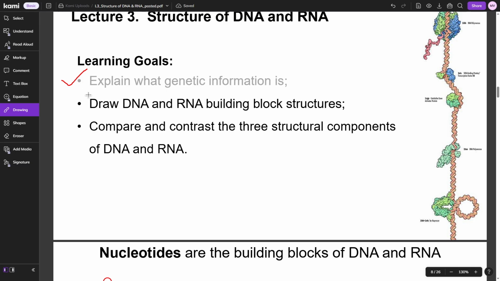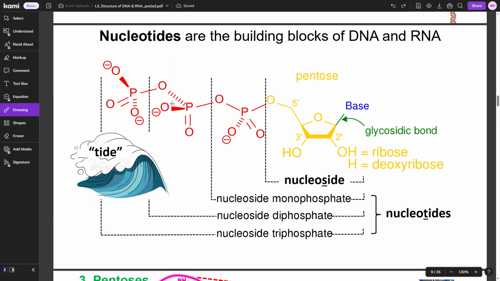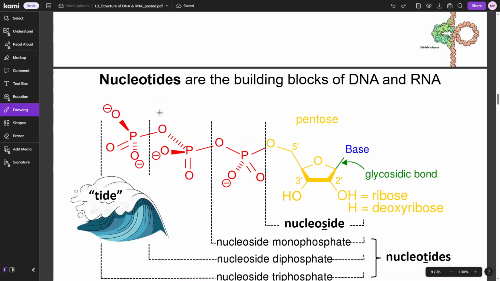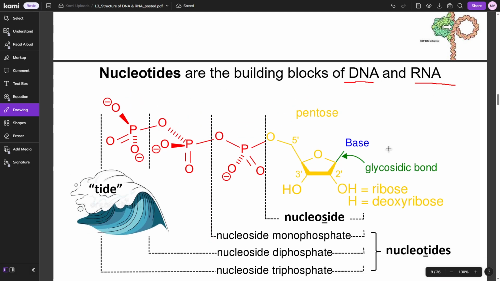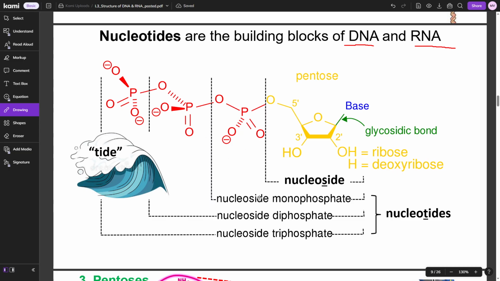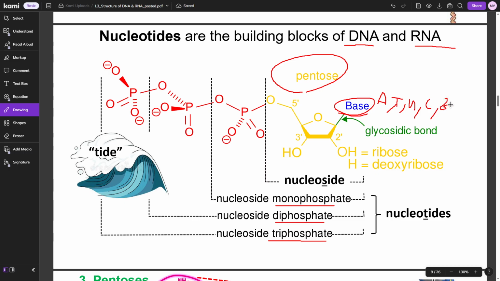Now we're going to go on to drawing DNA and RNA building blocks and how those work. I think I talked about this a little bit in the last lecture. We have a nucleotide. These things make DNA and RNA. The important thing to note is, I think you guys know this by now, we've got our nucleosides, nucleoside monophosphates or nucleotide monophosphates. The monophosphate is just one phosphate, di is 2, and tri is 3. Makes sense. We've got our pentose sugar. We've got some sort of base here. It's got to be A, T, U, C, G, something like that. Remember, U is only in RNA and T is in DNA.